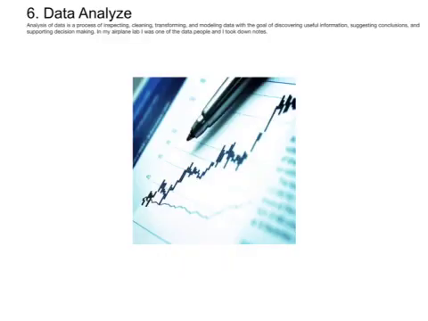The sixth part of the scientific method is data analysis. Analysis of data is a process of inspecting, cleaning, transforming, and modeling data with a goal of discovering useful information, suggesting conclusions, and supporting decision making. In my airplane lab, I was one of the data people, and I took down notes.